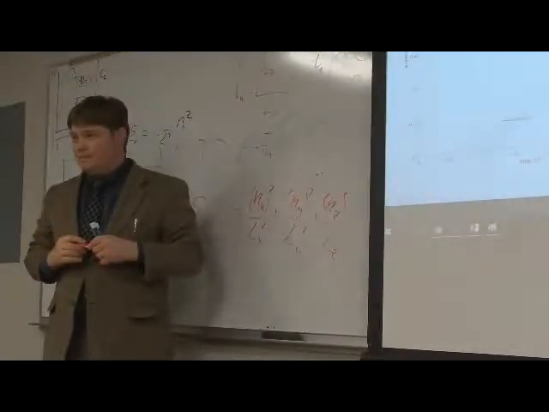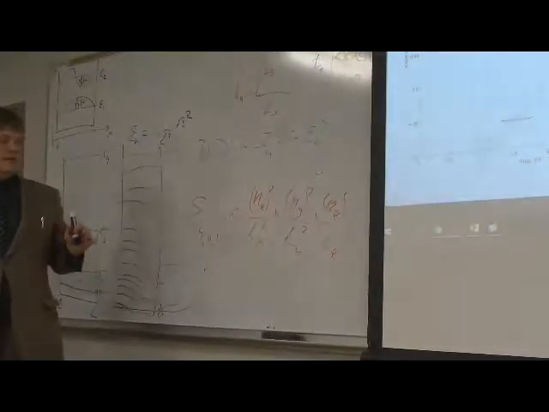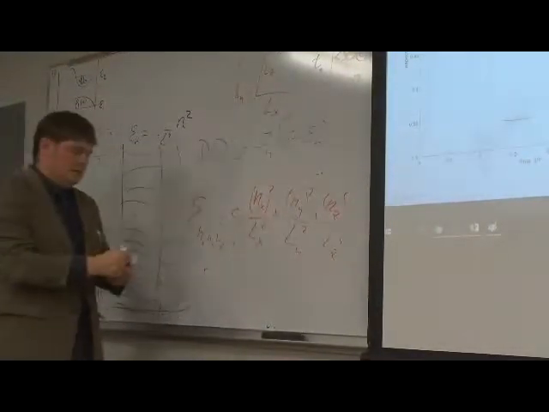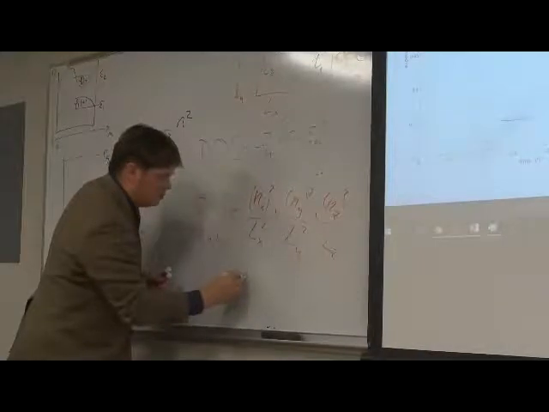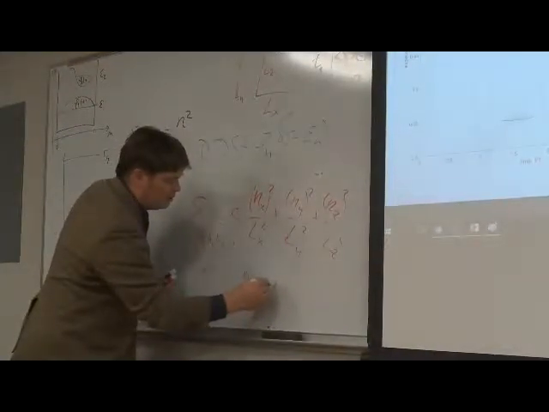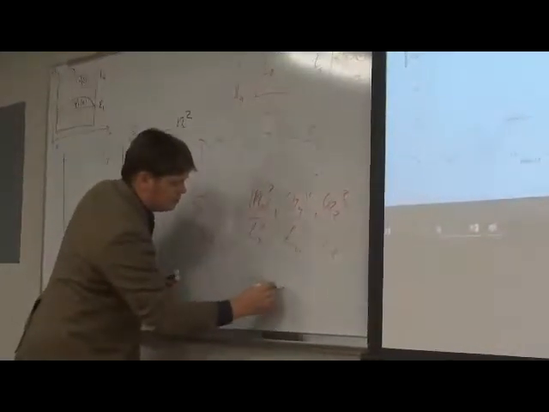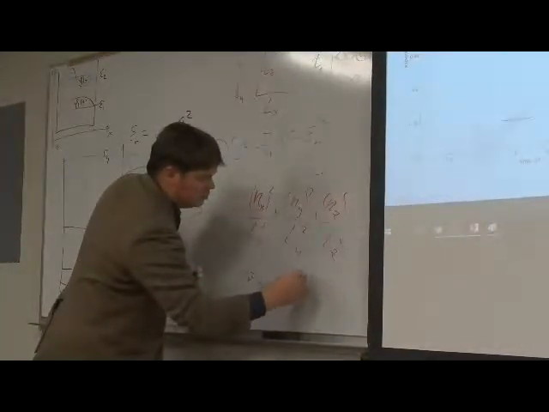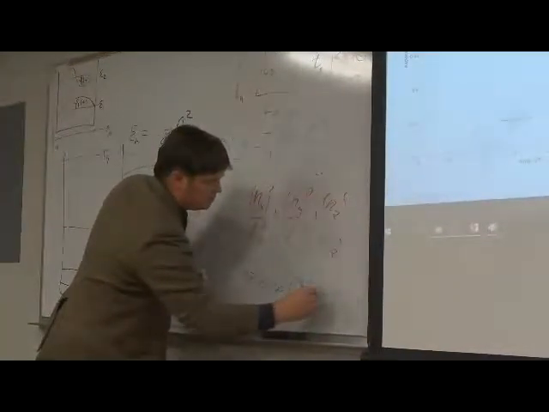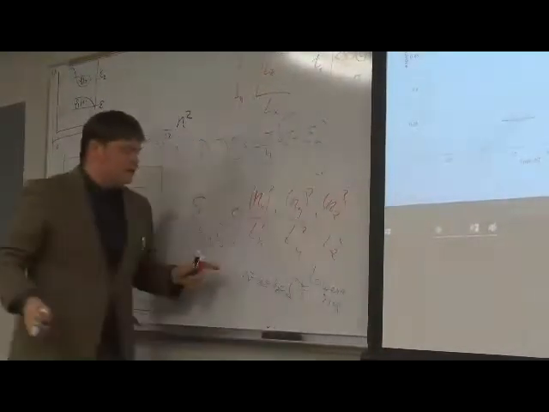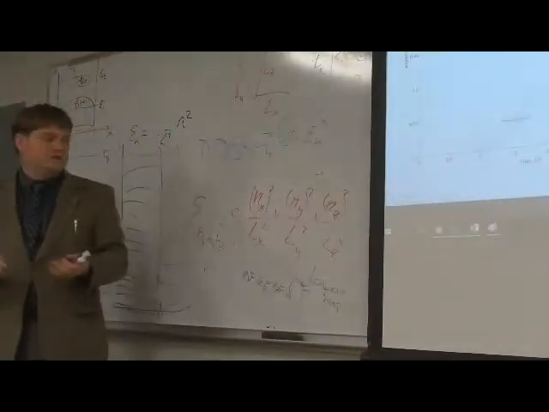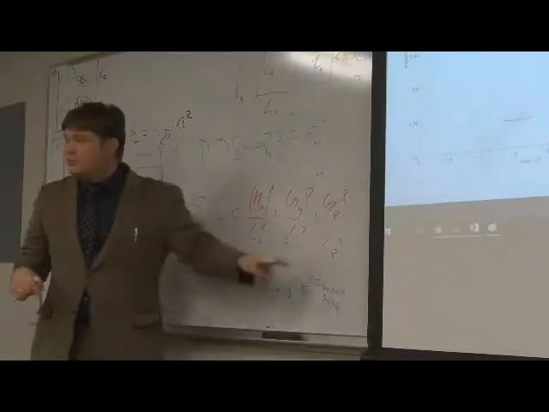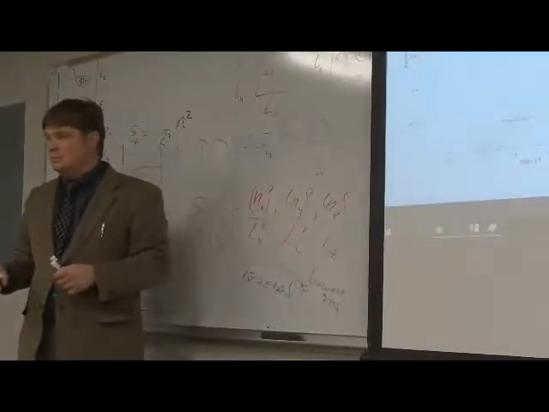Okay? So the main idea is that if nx, ny, and nz equal 1, then it will be the lowest state. And then the energy of the lowest state will be determined by all 3 sizes of the box.